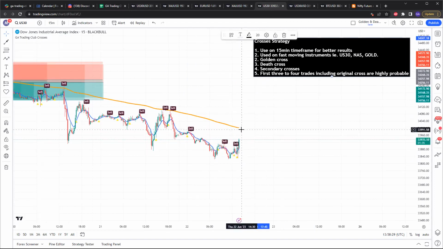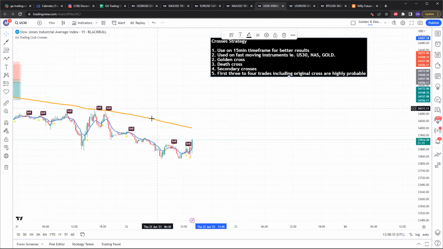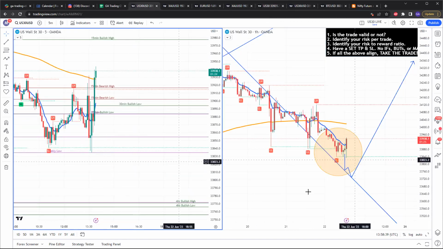And this is on the 15-minute time frame. So if we get a buy here based off of the crosses indicator, that's the only time I'll take a buy on US 30. But until then, I'll just wait for US 30 to come to my area of expectation down here.